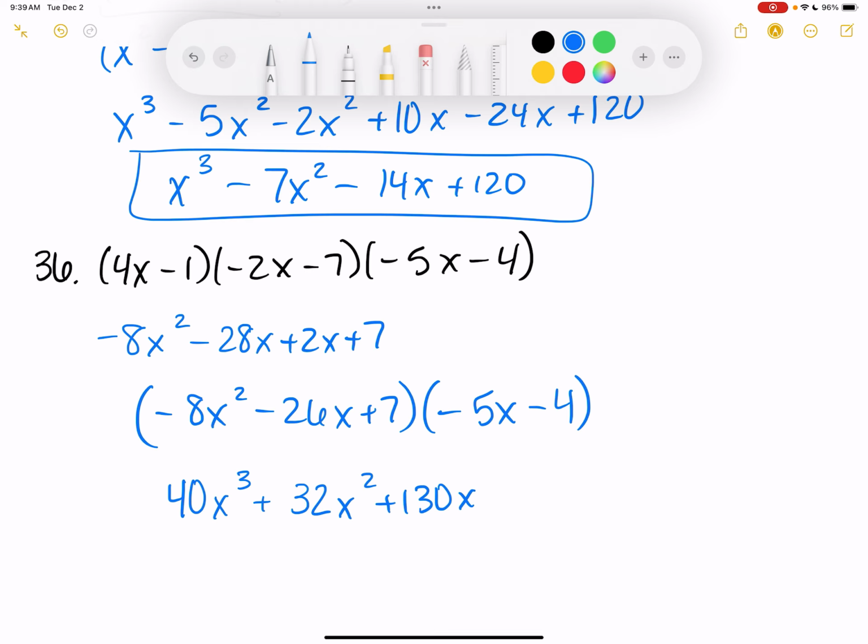Okay. Plus 104x minus 35x minus 28. Great. And then, yes, I was like, there's too many terms there.